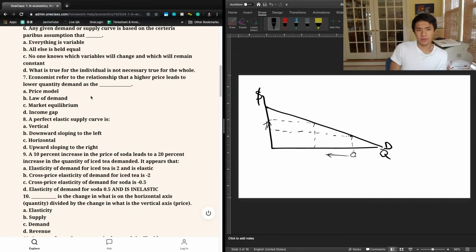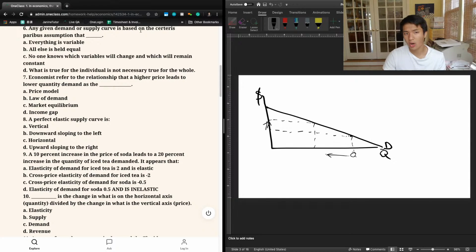Any given demand or supply curve is based on the setter's previous assumption that A, everything is variable, B, all else is held equal, C, no one knows which variable will change and which will remain constant, or D, what is true for the individual is not necessarily true for the whole. And so, again, this is very similar to what we were looking at in the previous question for what does ceteris paribus mean. And again, we said that ceteris paribus refers to holding all else equal. This is a very simple definition question. That's something you're going to have to remember. And B is going to be the correct answer here.